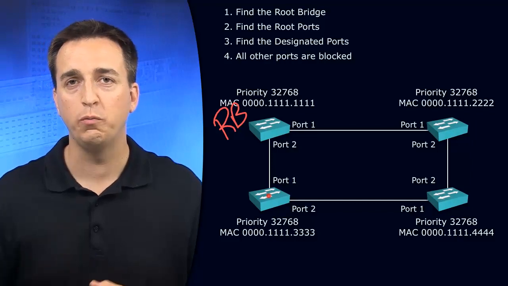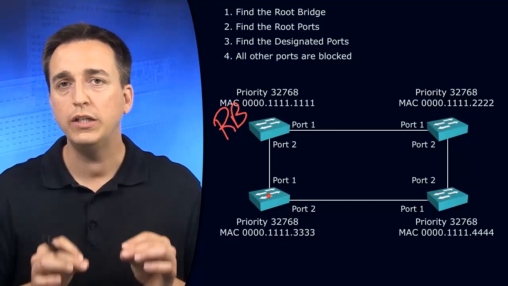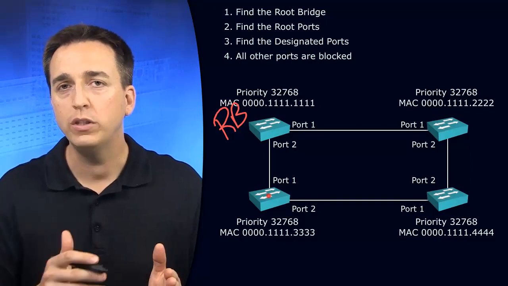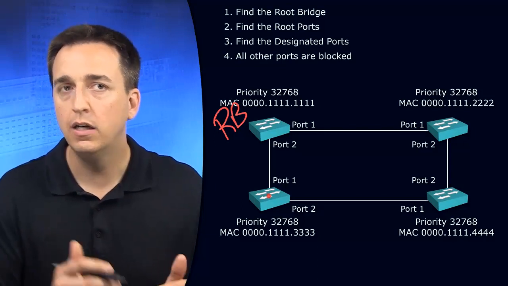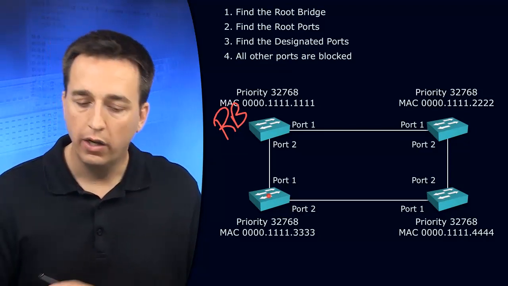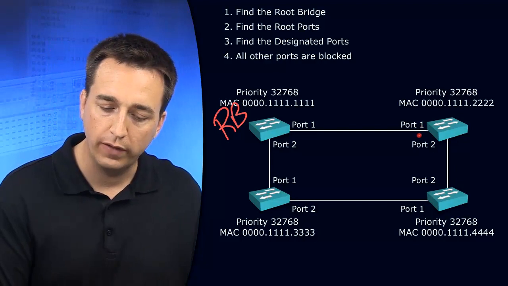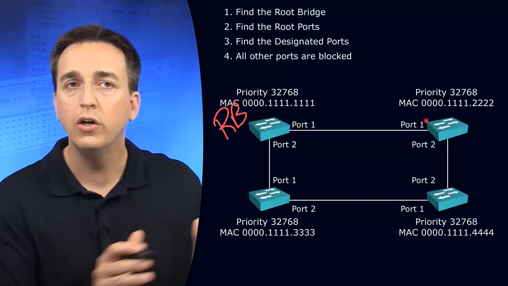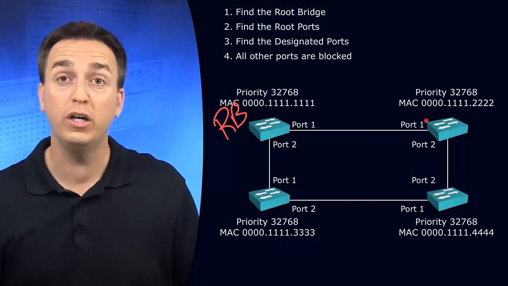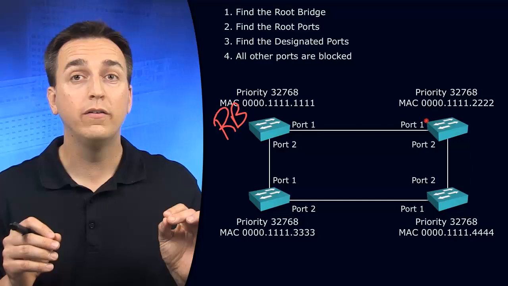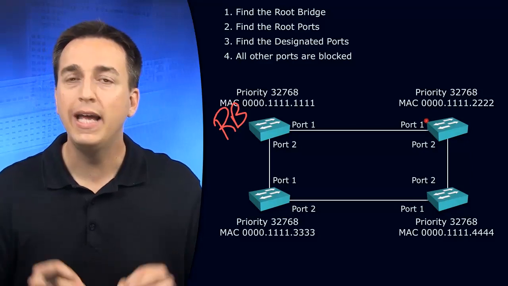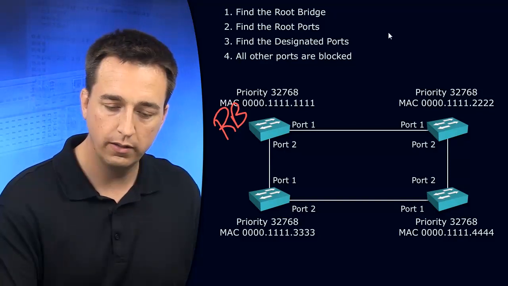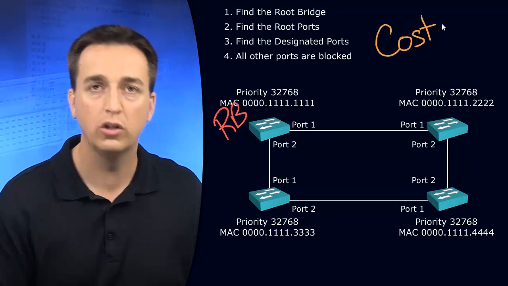So what is our root port? Well, it's going to be a port on the non-root bridge with the lowest cost path to get back to the root bridge. So when you compare these two interfaces or these two ports on this switch, which one is closer to the root bridge? Now, it's not based on physical closeness. It's based on what? Cost.